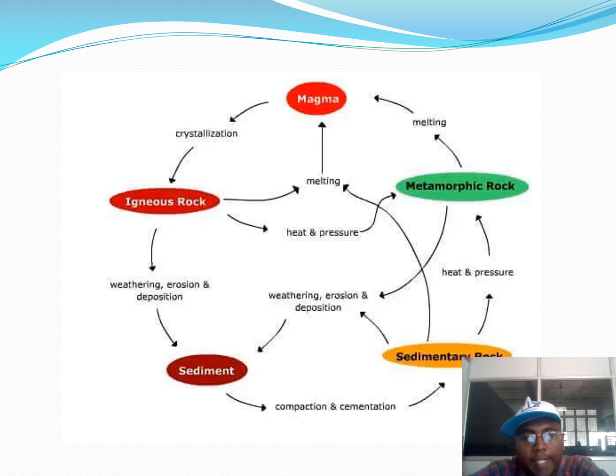This image shows the entire rock cycle. First of all, magma is generated. After the formation of magma, it undergoes the crystallization process. After crystallization, igneous rock is developed. After the formation of igneous rock, it undergoes weathering, erosion and deposition processes. At the end of this process, a new rock is generated, named sedimentary rock. After the formation of sedimentary rock, it undergoes heat and pressure. Finally, metamorphic rock is generated.